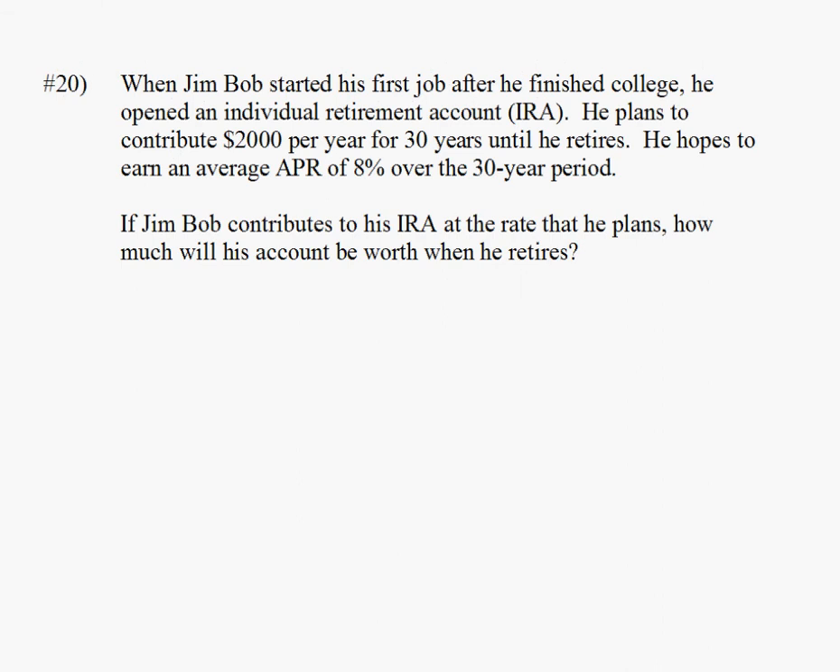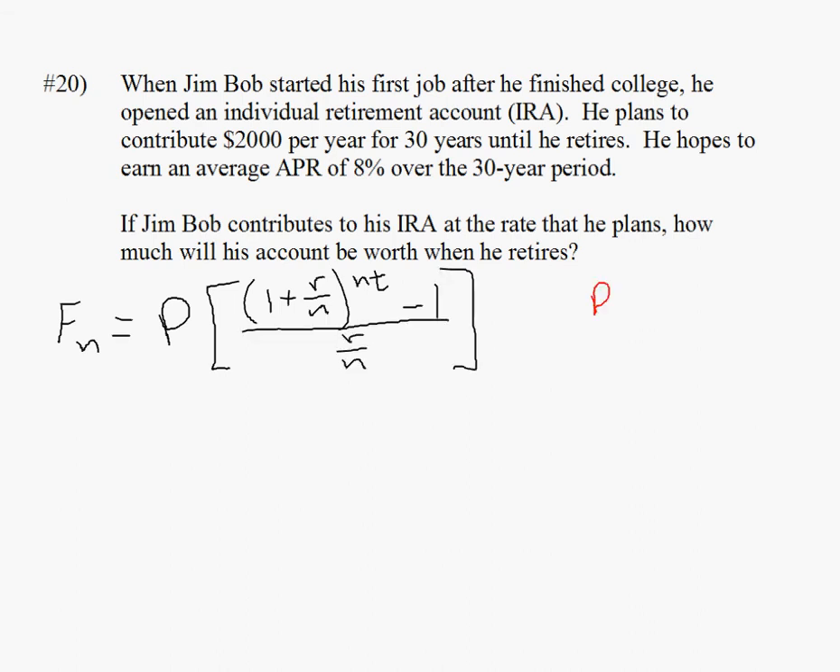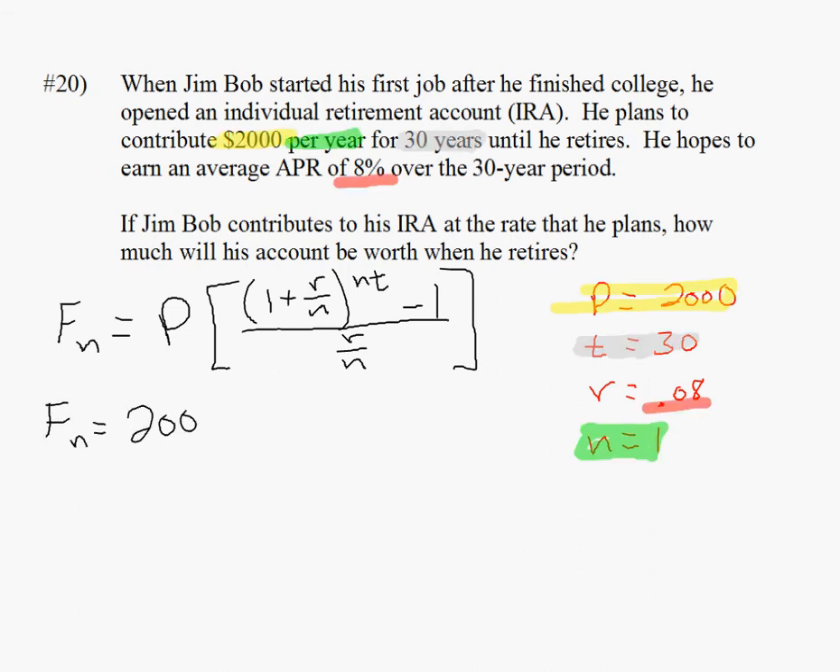Number 20. For this problem, you need to use the future value formula. You know that because it says how much will his account be worth when he retires in the future. It tells you he's making $2,000 payments. He's going to do it for 30 years at 8% interest, and he's making one payment a year. It's all in the problem. You plug these numbers in.